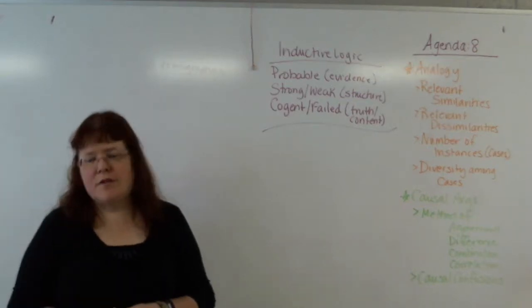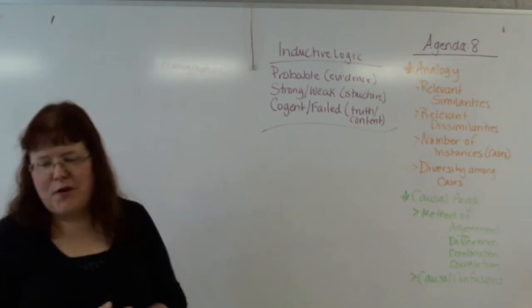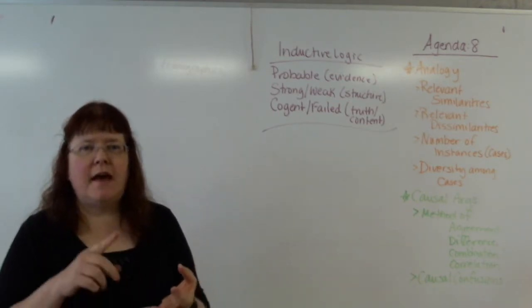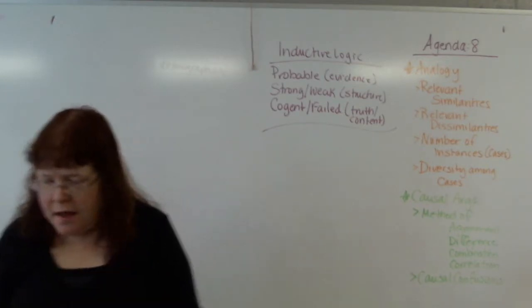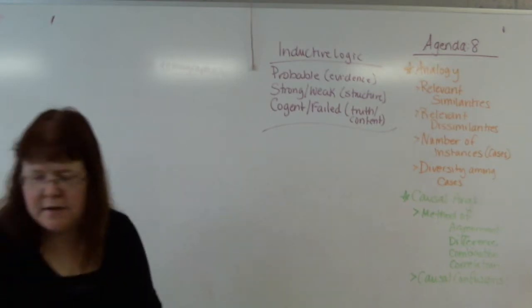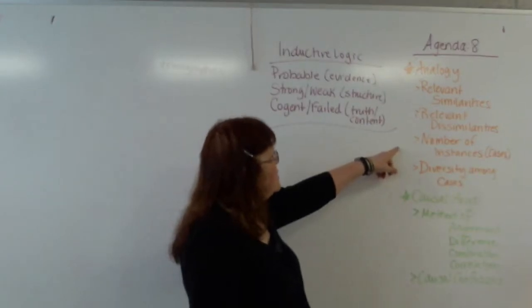Hey, we're back here with Chapter 8 in Dr. Vaughn's book, The Power of Critical Thinking, and we're going to start and work through analogy and causal arguments today. And I want you to look at, we're going to start on page 281 in the 5th edition and kind of work from there. Here's my agenda.